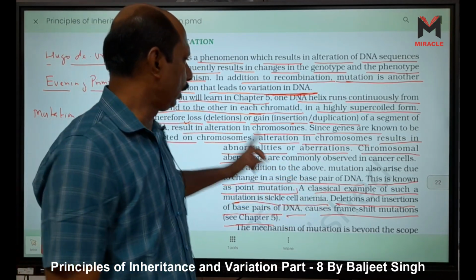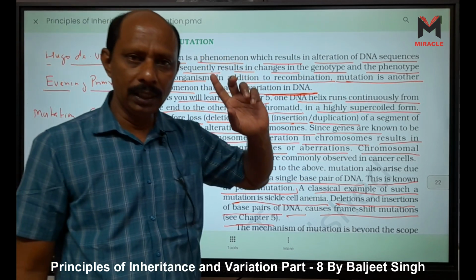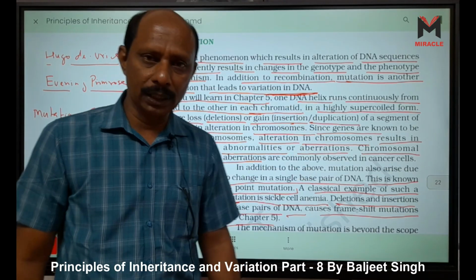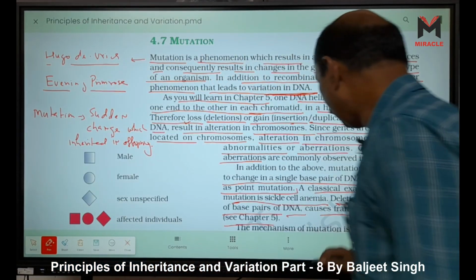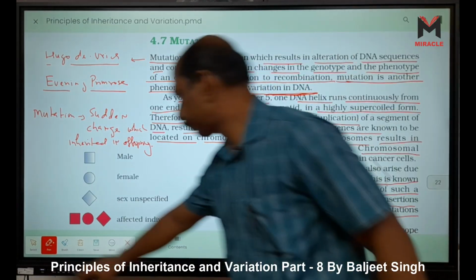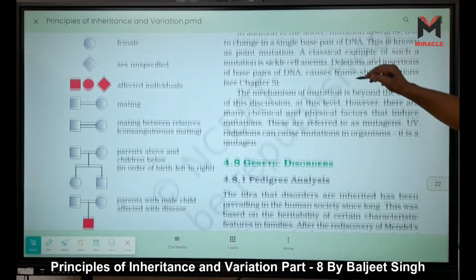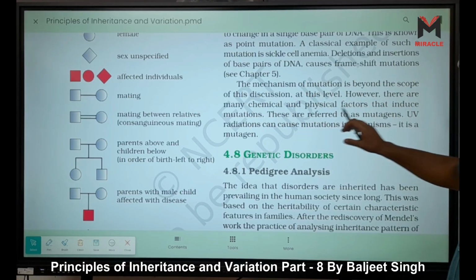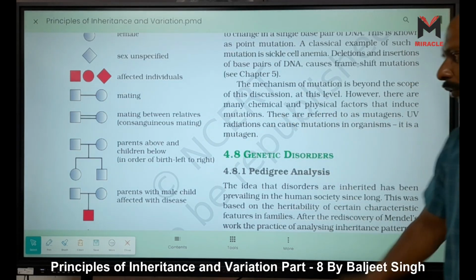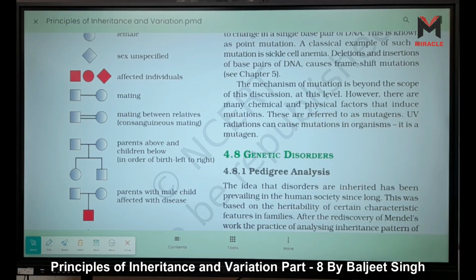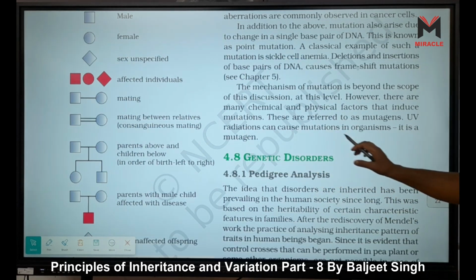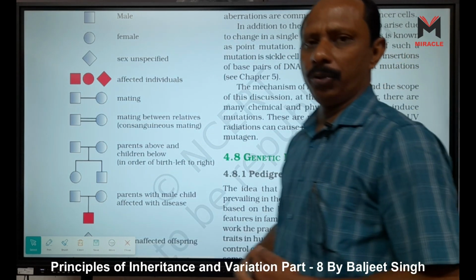So you have to see chapter 5, where we discuss in detail the different types of mutation. The mechanism of mutation is beyond the scope of this discussion at this level. However, there are many chemical and physical factors that induce mutations, right? Factors which induce mutation are called mutagens. These are referred to as mutagens. Ultraviolet radiation can cause mutation in organisms. It is also a mutagen.